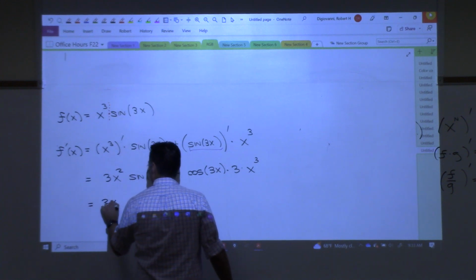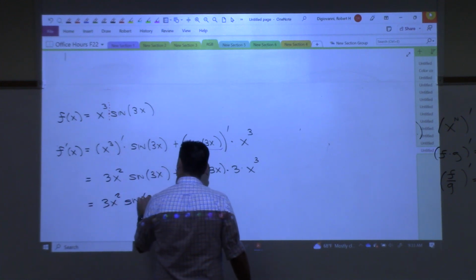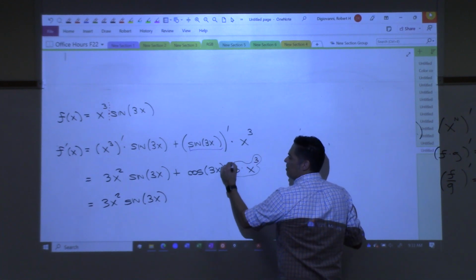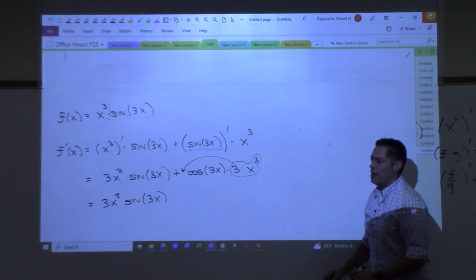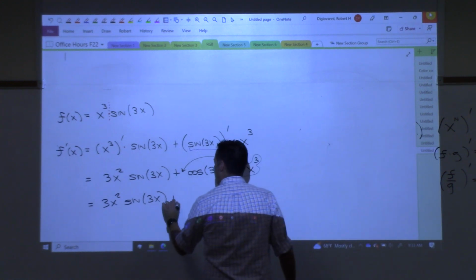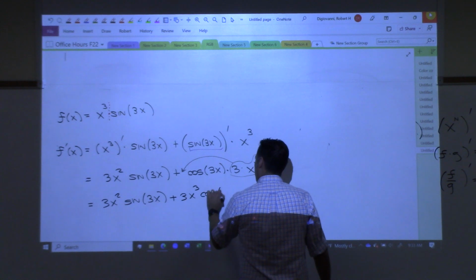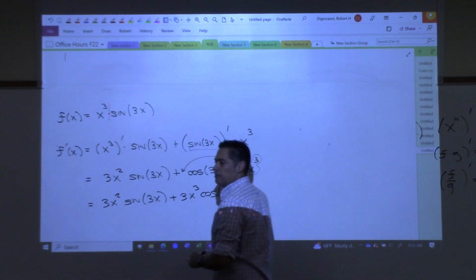It'd be like 3x squared sine 3x, and then what a book would do is take all this together, and they would just drop it out in front of that cosine. So they'd probably put like plus 3x cubed cosine 3x, just like that.